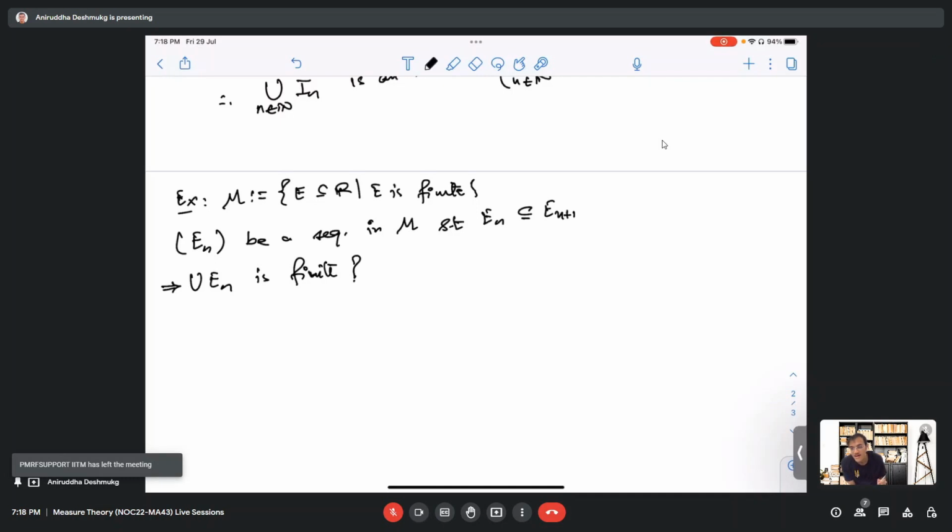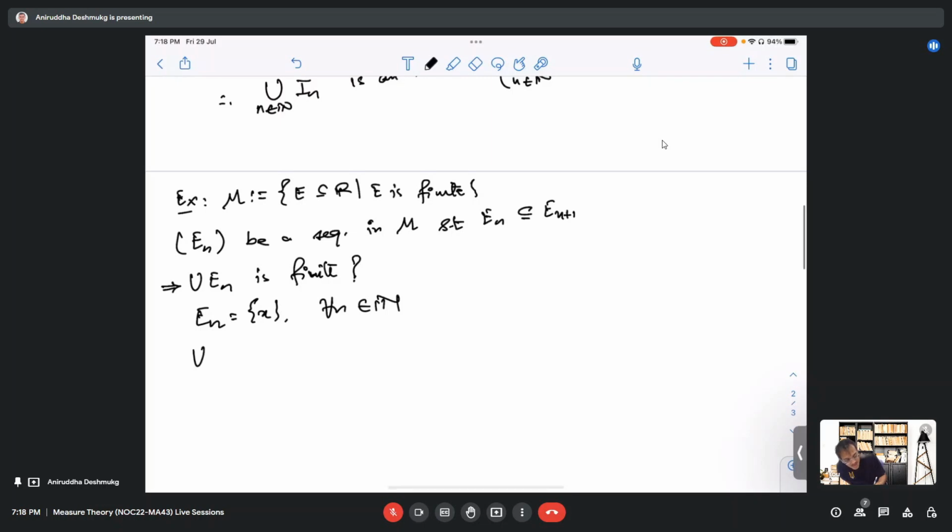So the countable union will be infinite, obviously. Well, not necessarily infinite, but it may not be finite as well, right? For example, if E_n is the singleton {x} for every n, this is a sequence, and it satisfies E_n contained in E_{n+1} because all sets are the same. Then the union is the singleton {x} and it is finite.